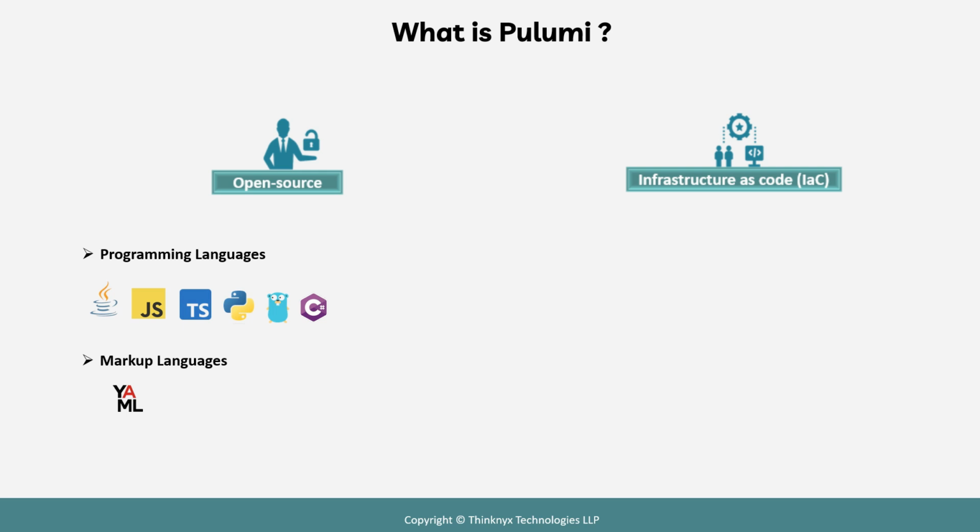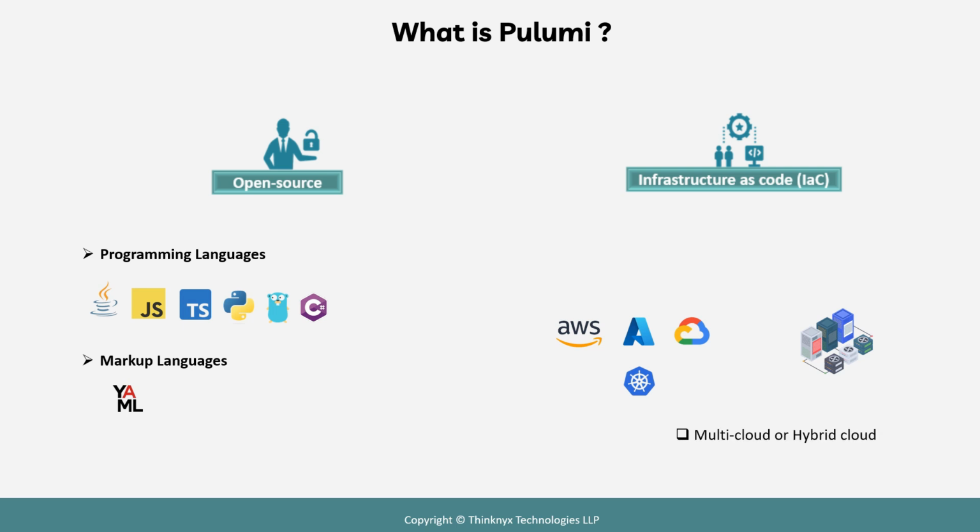Pulumi's support for multiple cloud providers is another major advantage. You can use Pulumi to manage resources on AWS, Azure, Google Cloud, and Kubernetes, as well as on-premises environments. This makes it easier to adopt a multi-cloud or hybrid cloud strategy, enabling you to leverage the best service from different providers while maintaining a consistent workflow.